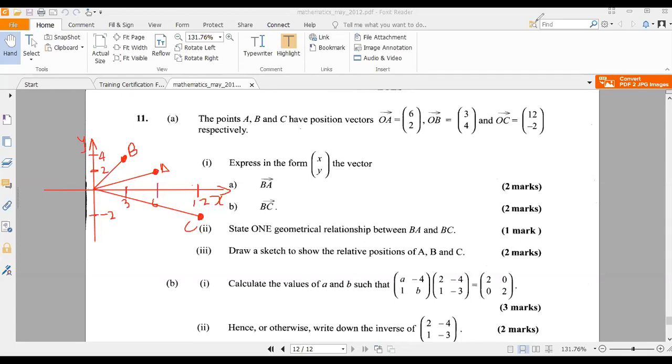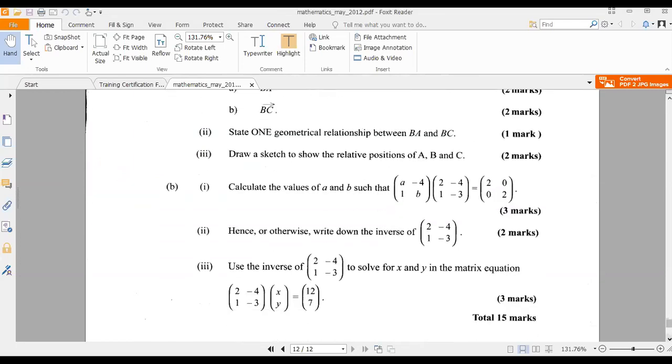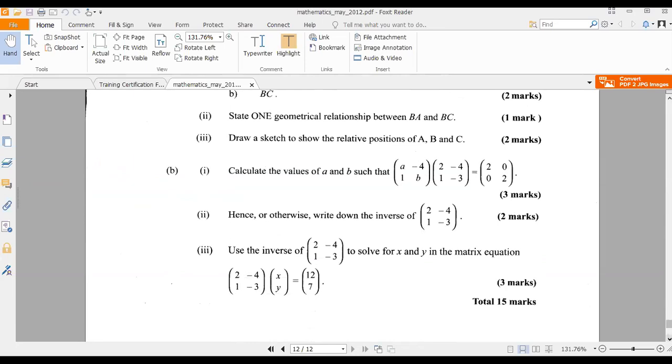Let's move on to the next question. B now. Let's look at 11B. Now, how will I do 11B?